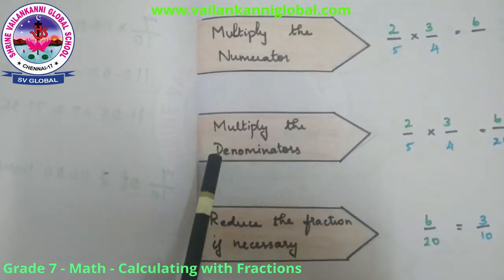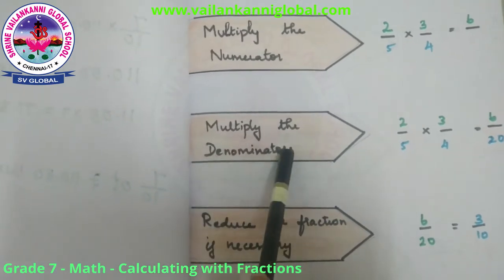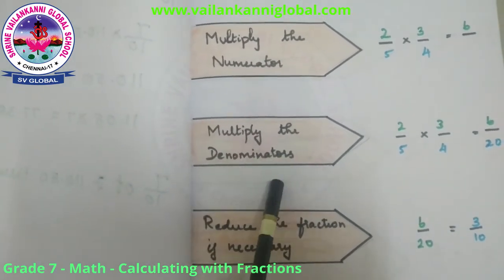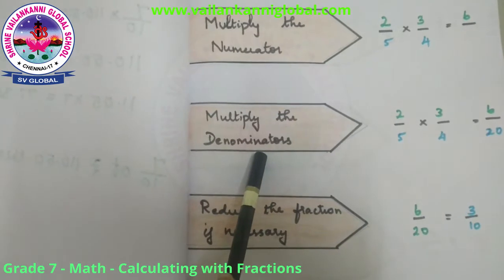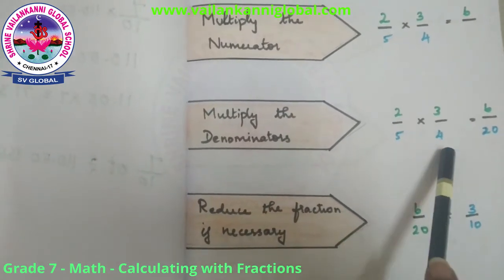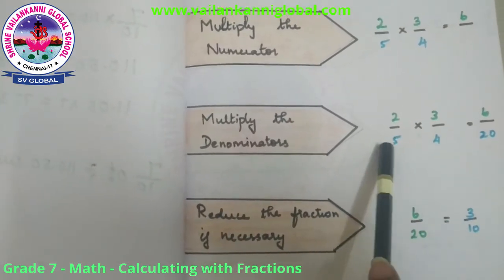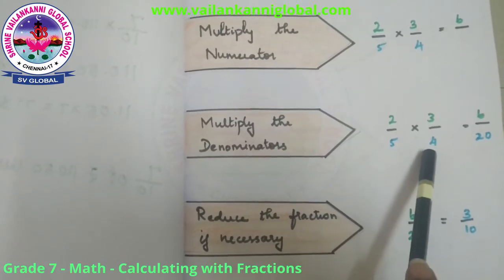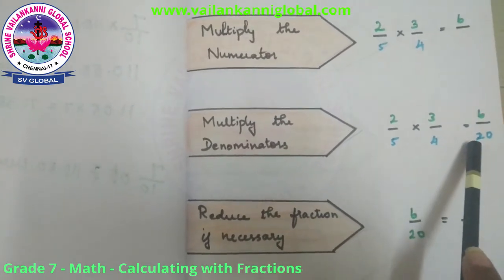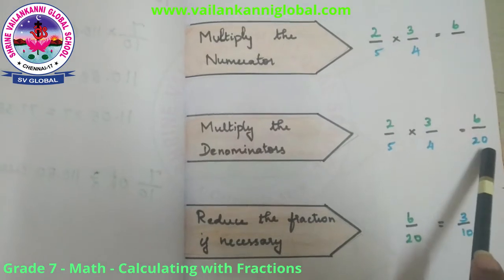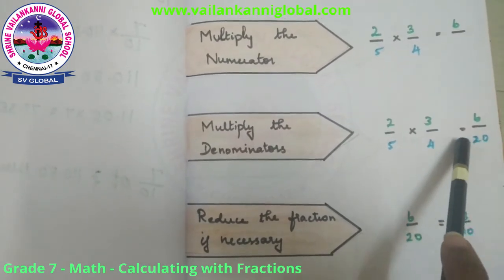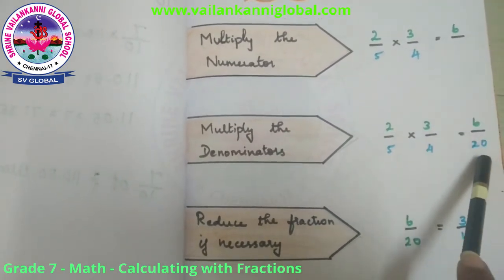The second step is to multiply the denominators. So here 5 into 4 is 20. So at last we are getting the answer as 6 by 20.